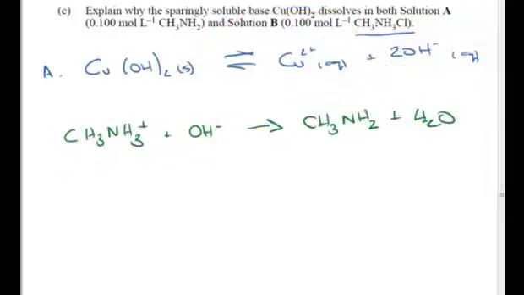Okay, now what happens to the hydroxide ions here? Well, as this is an acid, we're going to get a proton going over there, which is obviously going to create water, and we're going to end up with a conjugate base on the other side.